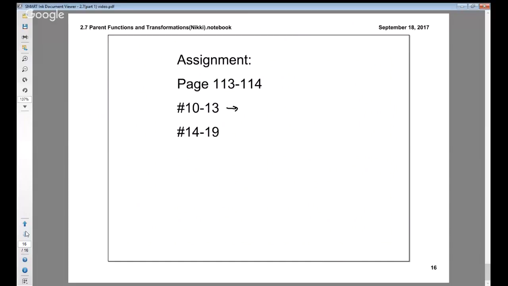So for 10 through 13, all you have to do is identify the parent functions. For 14 through 19, you'll be doing some graphing, where you'll graph the parent function and the child function. And you'll be using the graphing paper that I provided with the notes that I provided you. And with that, you are officially done, and I will see you next week.